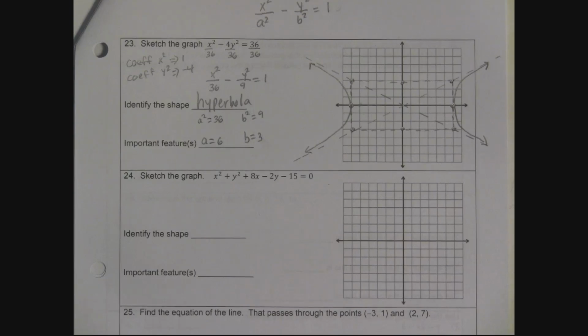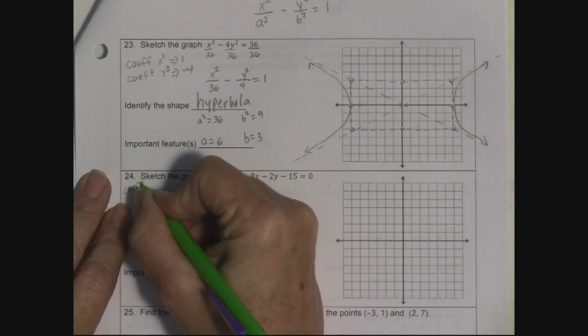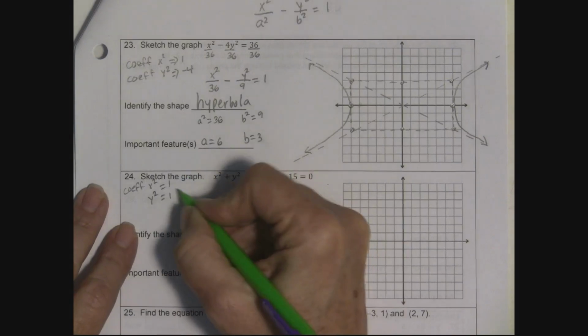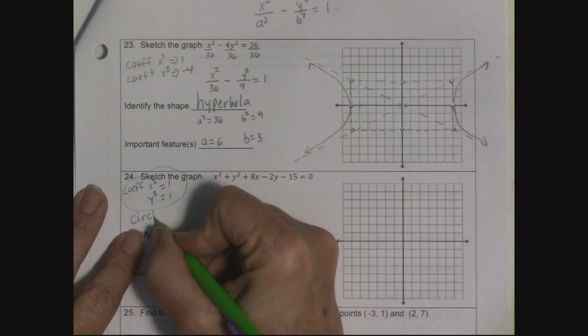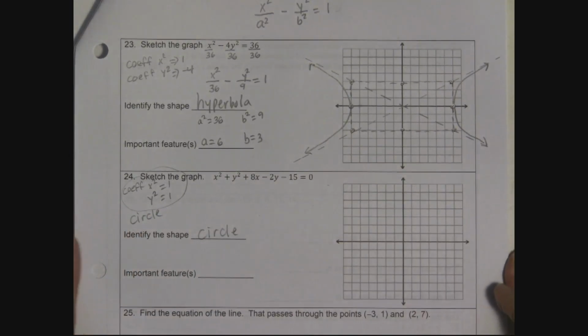X squared plus y squared plus 8x minus 2y minus 15 equals 0. And so I'm noticing x squared and y squared, which tells me that it's a circle, an ellipse, or a hyperbola. And because the coefficient of x squared is 1, and the coefficient of y squared is 1, and they're equal to one another, I know that it is a circle. So I have to get it in the standard form of a circle.